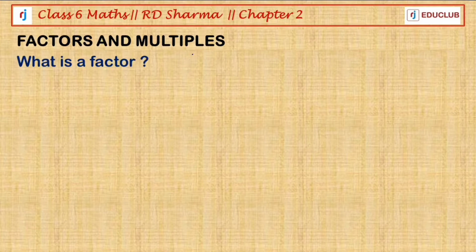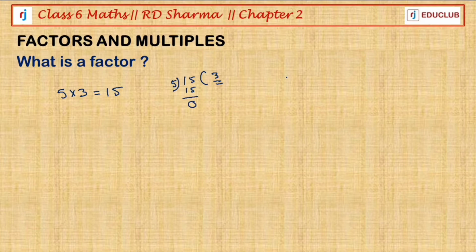So what is a factor? Now till now we have learned multiplication tables. Let us see some multiplication from tables. If I'll say 5 into 3, we know 5 into 3 is equal to 15. What does it mean? It means if I am dividing 15 by 5, I'll get 3 as a quotient and remainder 0.